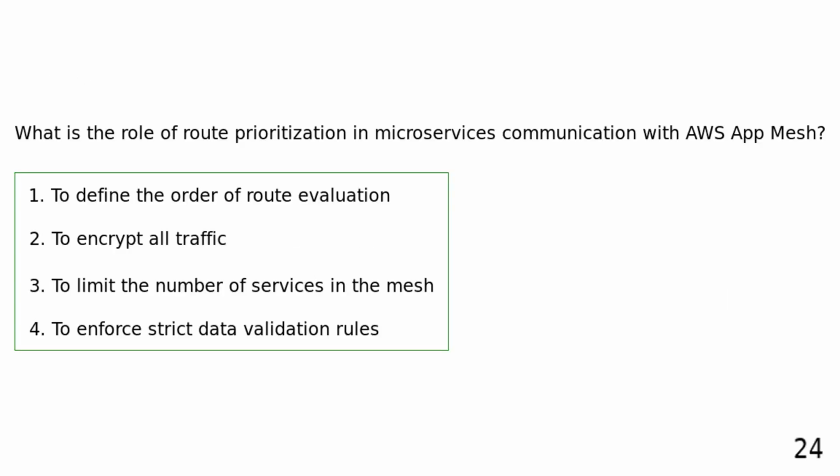What is the role of route prioritization in microservices communication with AWS App Mesh? To define the order of route evaluation. To encrypt all traffic. To limit the number of services in the mesh. To enforce strict data validation rules.